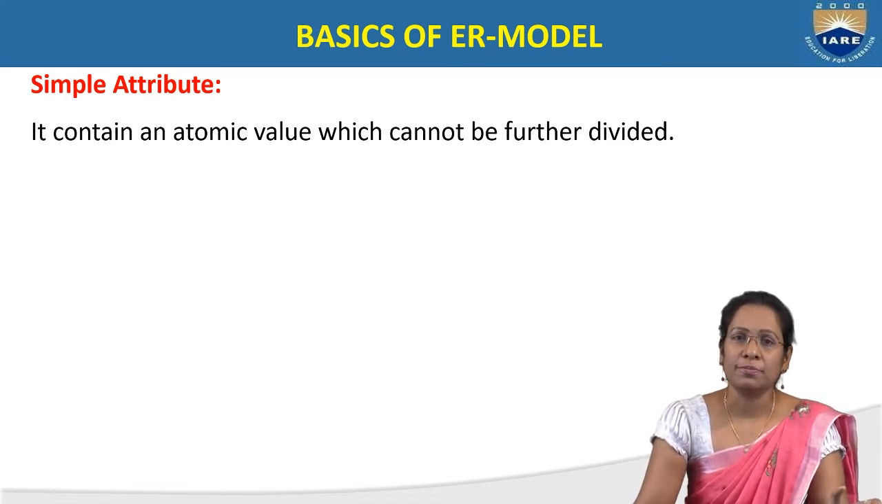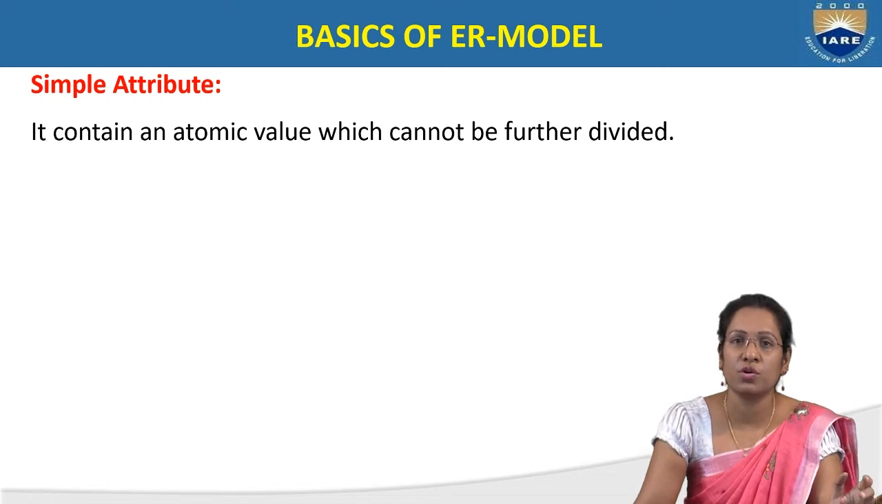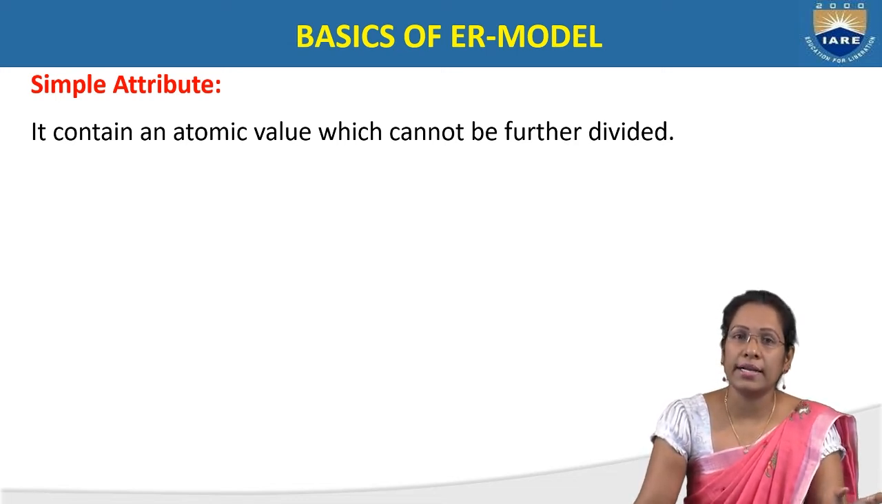Coming to the first attribute of the student, roll number, it cannot be divided further. It is attached to the entity type student as a single one, because the student can be uniquely identified only by using the roll number attribute. So the example of the simple attribute is roll number, which is represented in the oval symbol.